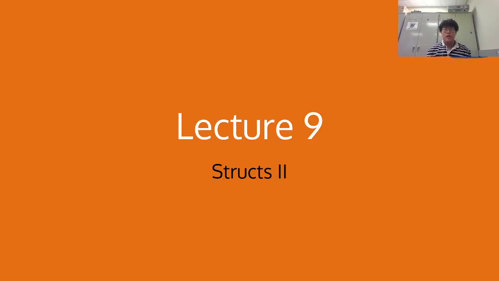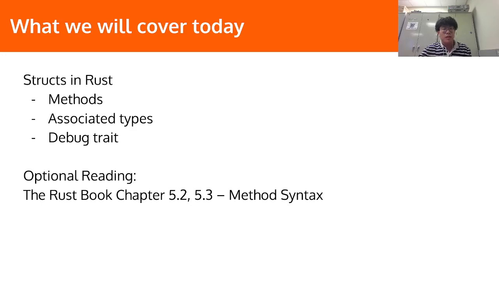Today we're going to have lecture 9, which is the second part on structs. Again, this will be a short lecture and we'll mainly be talking about functions that are related to structs. So today we'll cover structs in Rust, methods, debug traits, and associated functions, not associated types. So the optional reading will actually be chapter 5.2 and 5.3, mainly 5.3 because 5.2 is just primarily a worked example.